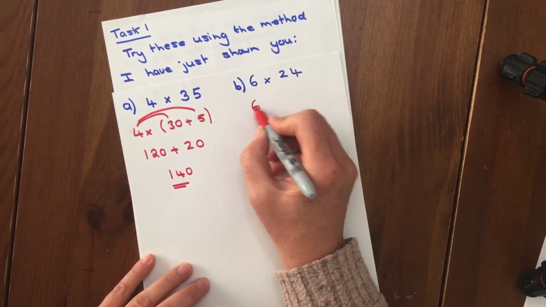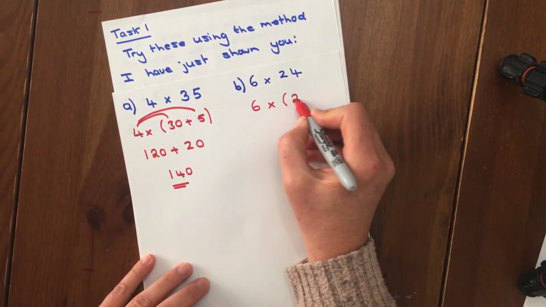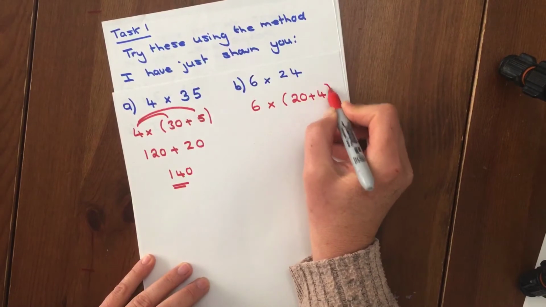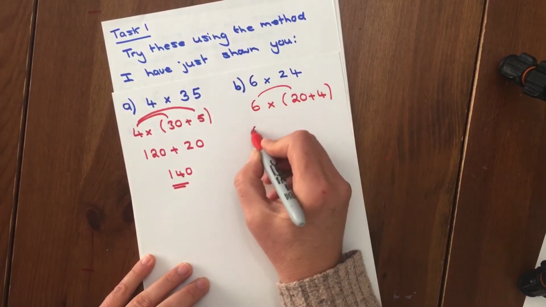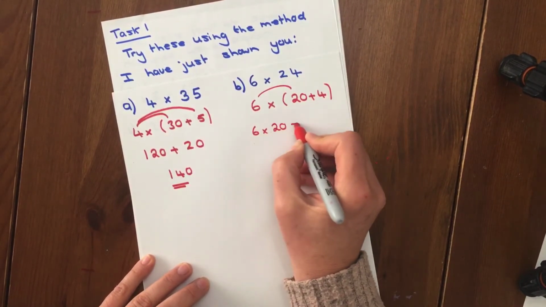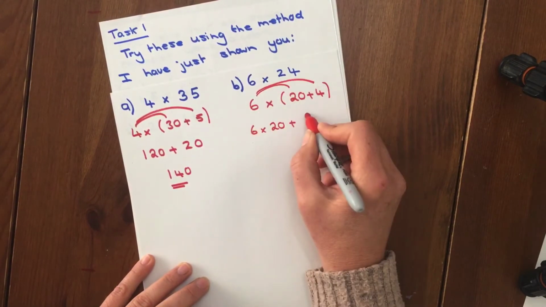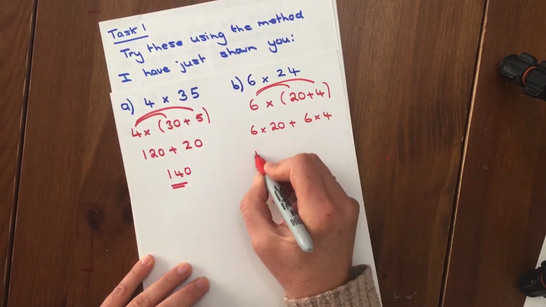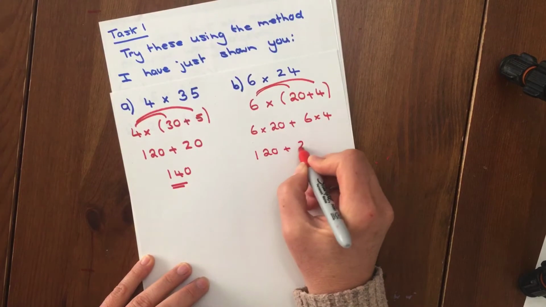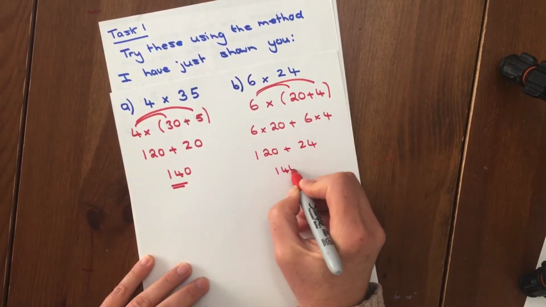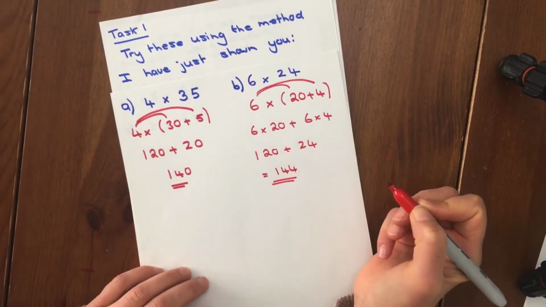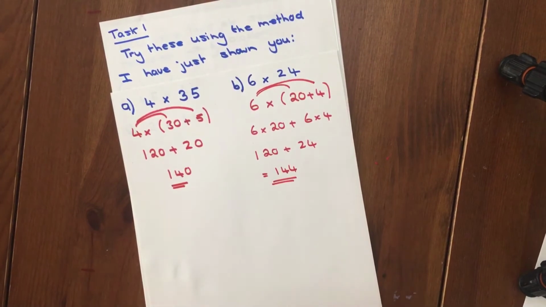This one, 6 times, split it up into 20, add 4. 6 times 20, add 6 times 4. 120 plus 24 equals 144. Again, well done if you got those right.